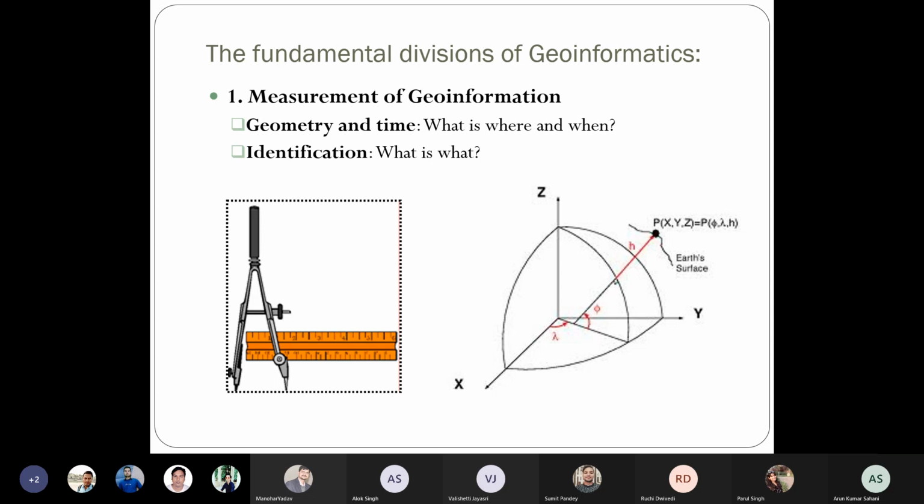So in a general discussion, regarding the measurement of geoinformation, we measure geometry and time, and we identify what it is. Let's say there is an application to measure the distance between two houses. What you do is select a reference point on each house and measure the length. That length gives you an idea about the distance between the two houses.